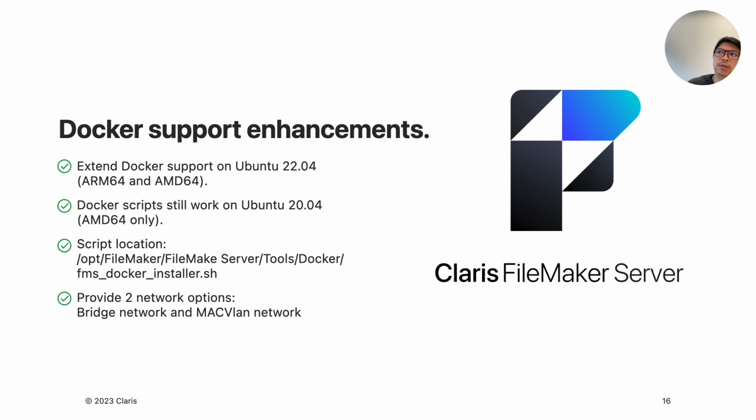If you're deploying multiple containers and you don't want to have a conflict with the host machine, then the bridge network doesn't work. You need to use a MAC VLAN network. With MAC VLAN, every container will have its own IP address. You need to specify this IP when running the script. It will prompt you.